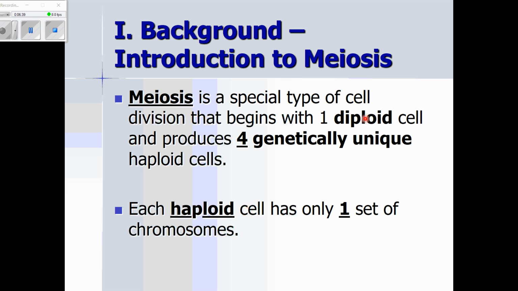So again, meiosis produces four daughter cells, not two. Meiosis produces haploid cells rather than diploid. And perhaps most important, the daughter cells that result from meiosis are not genetically identical. They do not have exactly the same DNA. They are genetically unique. And you'll see why that's so important. So we said before that diploid cells have two sets of chromosomes each, but a haploid cell has only one set of chromosomes.